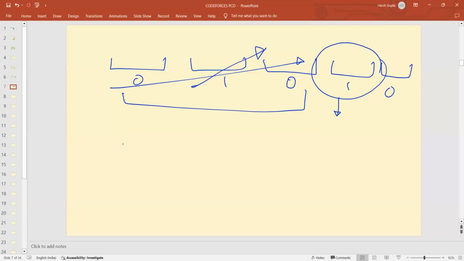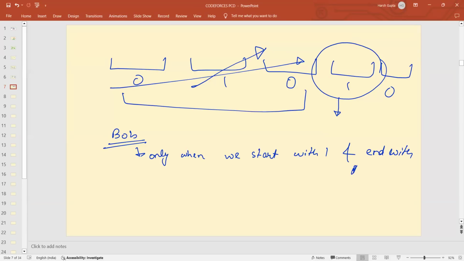So what we observe? We observe that Bob will win the game only when we start with 1 and end with 1. So at max, just tell me, if you have a string, at max, how many characters does Bob need to flip? So at max, he needs to flip 2 characters, because at max we can be starting with 0 as well as ending with 0. So in that case, Bob needs to flip both of these characters.